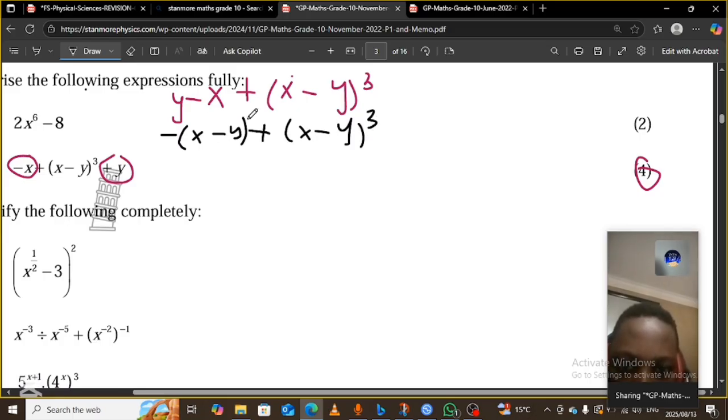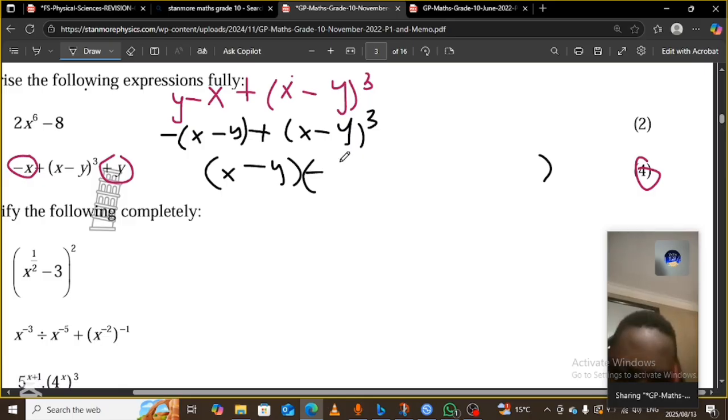Then we can see that there are 2 like terms. We can take them out. X minus y is our common factor, and then taking out x minus y as our common factor, we get negative 1 plus x minus y squared. Minus y squared.